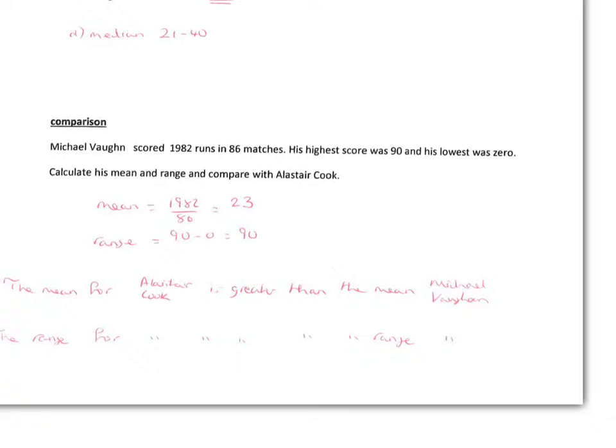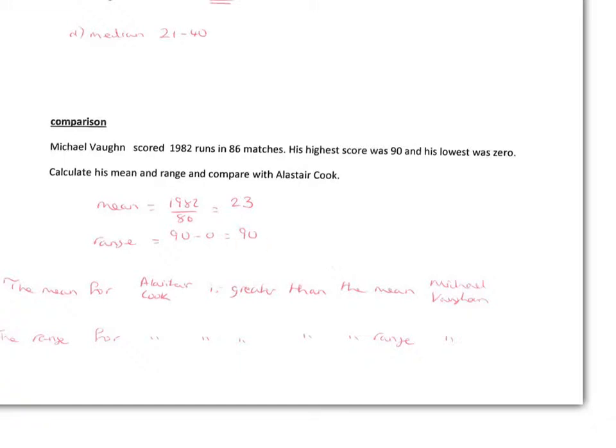They may ask you to compare this against another cricketer. So here I've made up some figures for another cricketer. We would first need to work out his mean, which is the number of runs divided by the number of matches, given an average of 23. The range, again, is the highest, take away the lowest, and that gives 90.